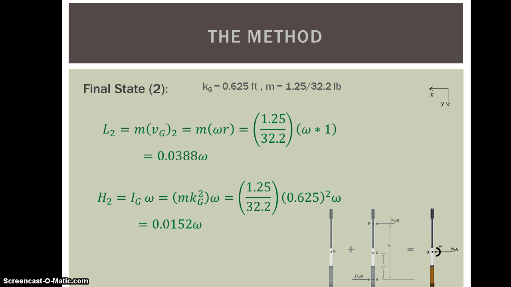And so we see a relation of 0.0388 omega. Likewise, with the angular momentum term, that is the inertia times the omega, which is just m times the radius of gyration squared times omega, and we get an end result of 0.0152 omega.